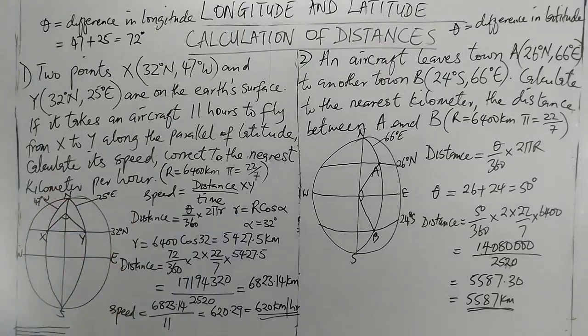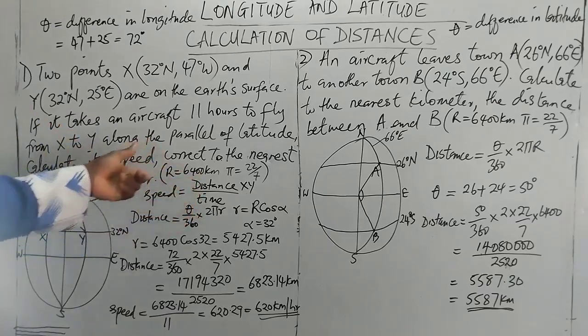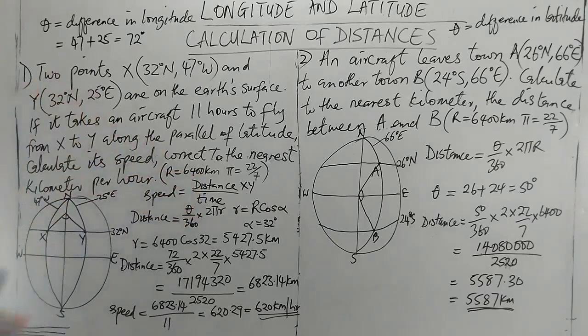And then finally, based on what you are asked to calculate, if you are asked to find the speed, this is the formula for speed: distance over time. But if you are not required to find the speed, calculate the distance and then you stop there.